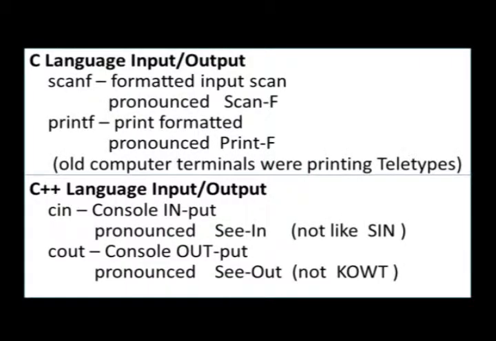Here is a small chart that shows how the C and the C++ input and output routines differ. The C language uses scanf to input from the keyboard, and it uses printf for output. C++ uses cin and cout. Cin for console input and cout for console output.